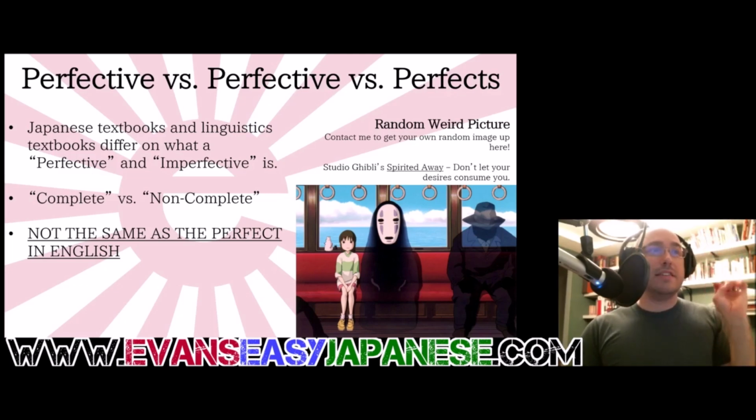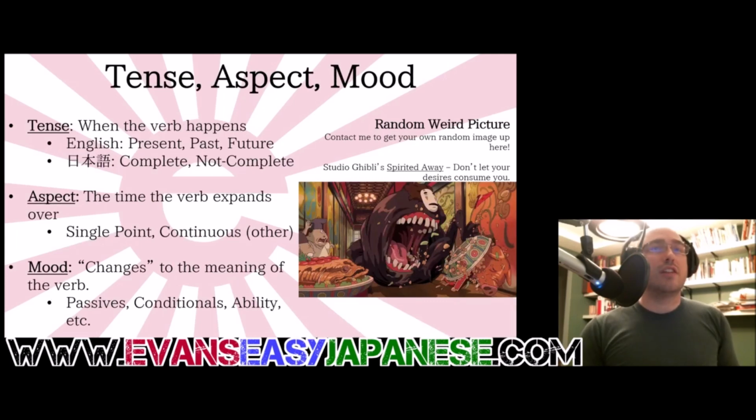The Japanese non-complete, aka imperfective, it is not done, or it will happen in the future. Something to that. It is not done. It's not completed. All right, hopefully that makes sense. Let's keep on trucking. Let's learn about tense, aspect, and mood. Tense is the linguistics term where we tell you when the verb is going to be happening.